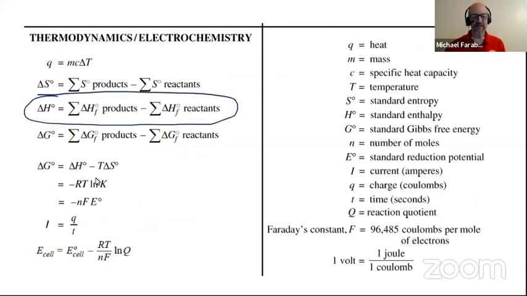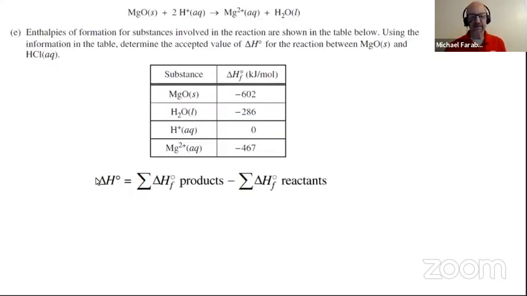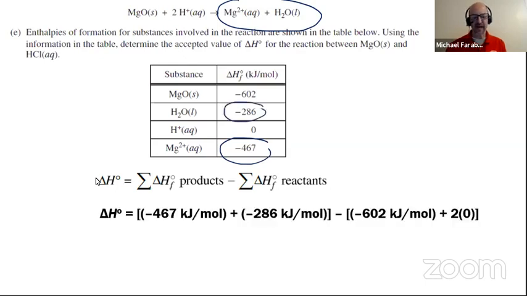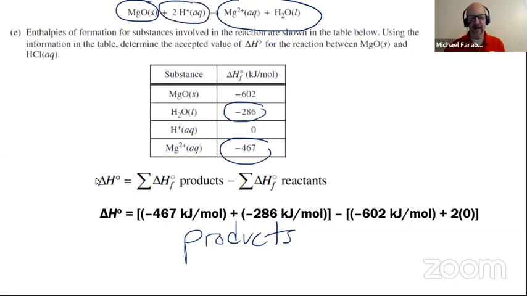So products minus reactants, and again, this delta H of formation is given to us in the table. So these are the products, MgO... Mg2+ and H2O liquid. So we have those calculations. So again, these are our products. And then these are our reactants. We have MgO solid and hydrogen ions. Again, these are our reactants.